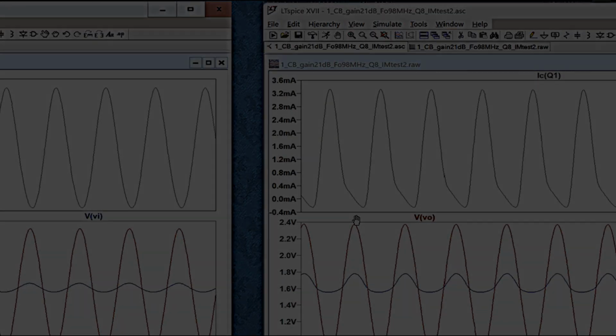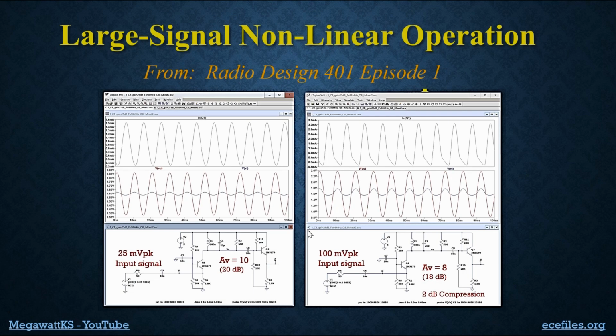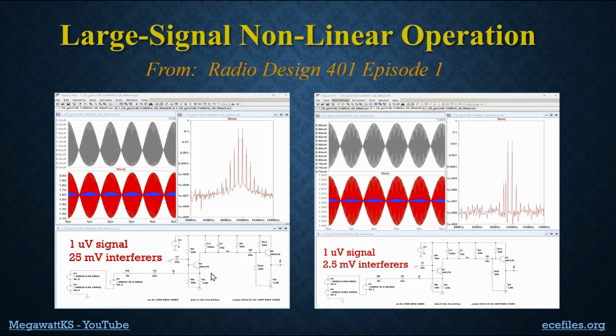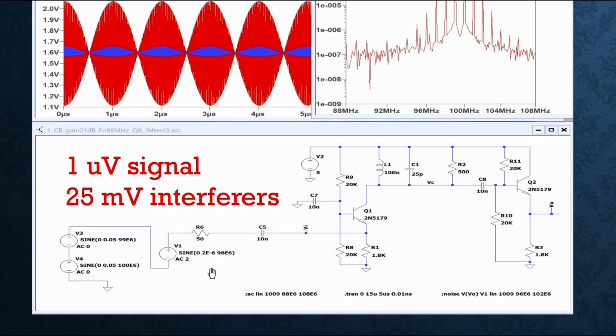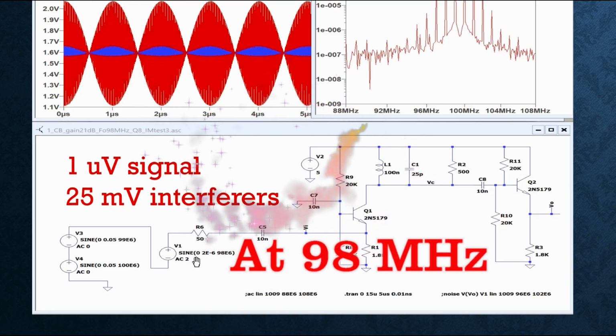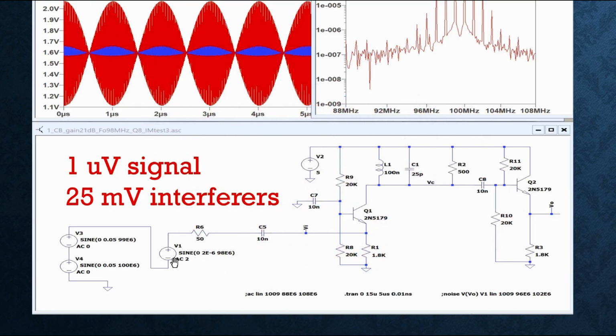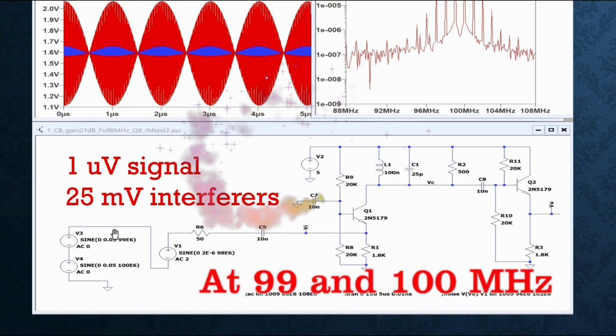Okay, but that's not intermods. Let's move on to a simulation where, instead of a single signal coming in of varying amplitude, we have two signals, actually a third signal here. Let me explain that. Here we're simulating the case of a very weak signal, a microvolt level signal, in the presence of much stronger signals, 50 millivolts.